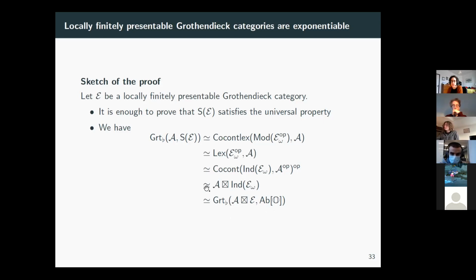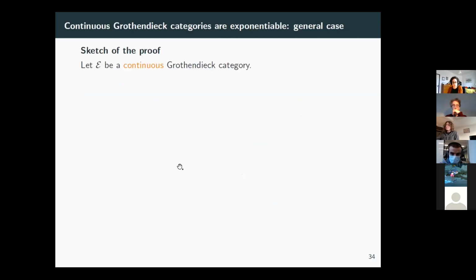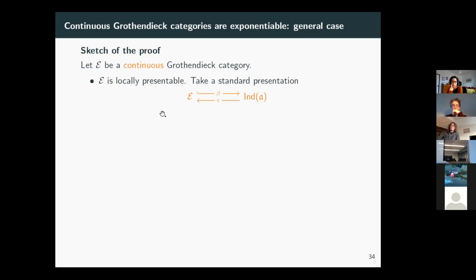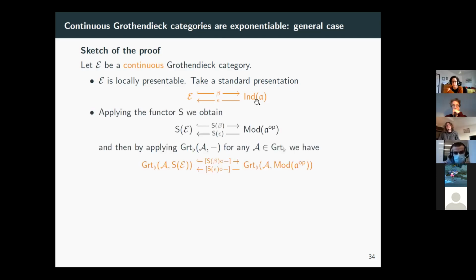Okay. So these guys are exponentiable. And now we can conclude with the general case. Let E be a continuous Grothendieck category. Then E is locally presentable because it's Grothendieck. So we already know it has a standard presentation. Let's take one. Then if we apply S to this standard presentation, we obtain another adjunction like this.